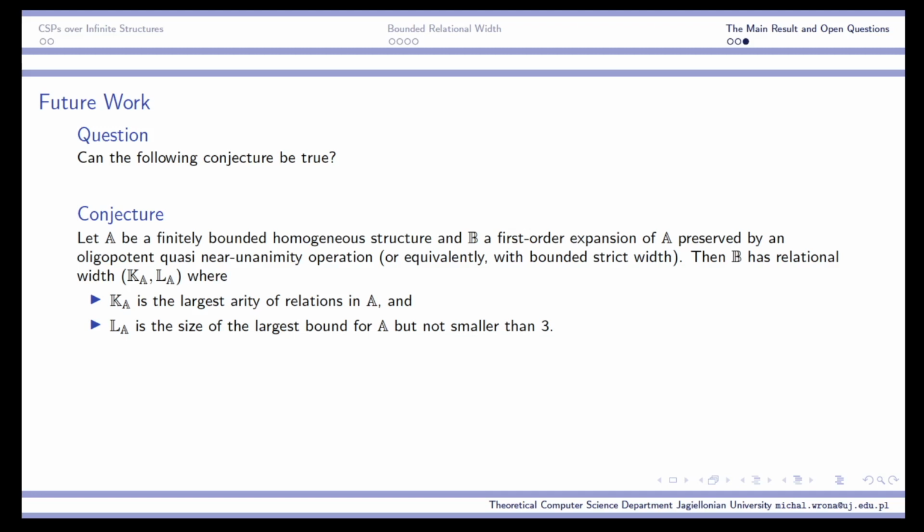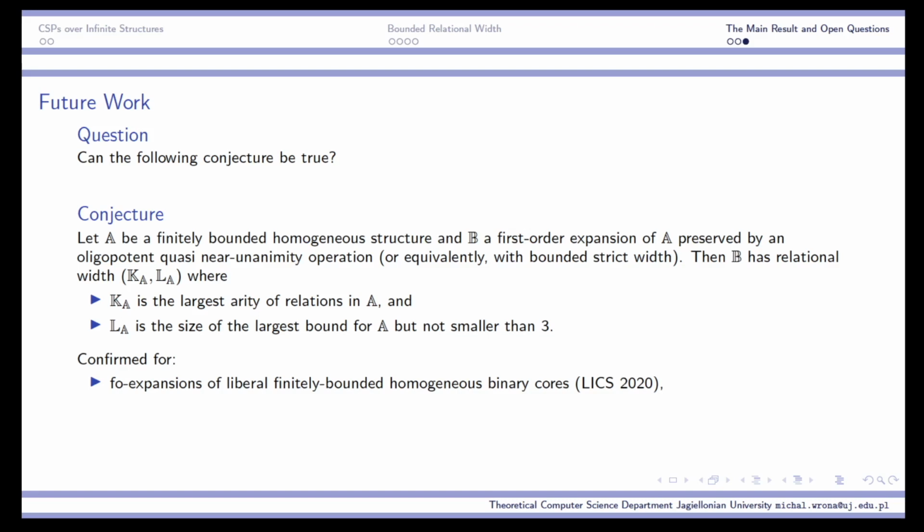So it certainly matches this result I'm talking about for first order expansions of liberal finitely bounded homogeneous binary cores, but also our previous paper on first order expansions of homogeneous graphs from STACS 2020.